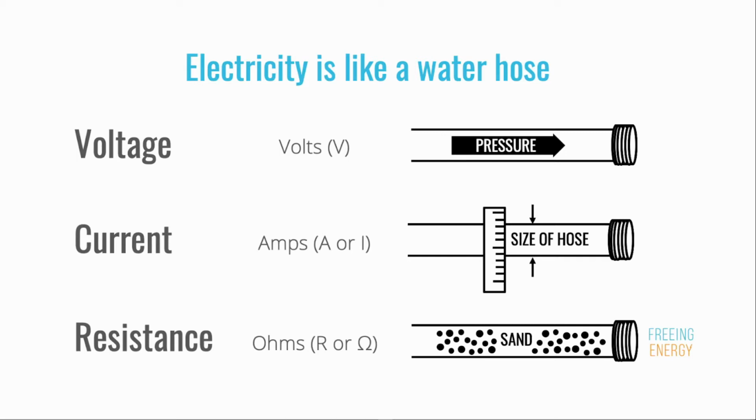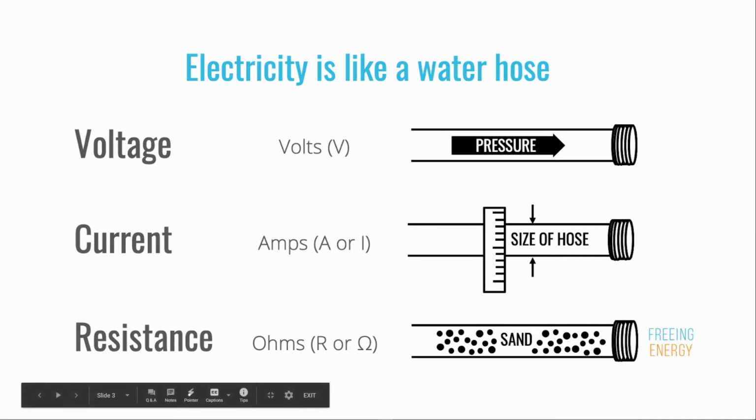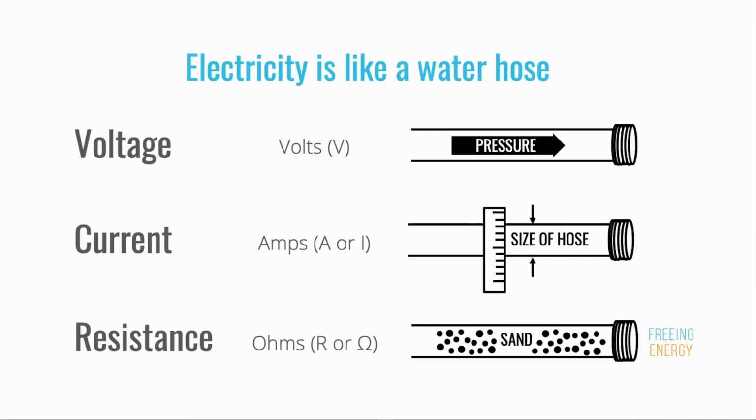As you can imagine, having a lot of pressure, voltage, and big pipes, current, you have a lot of water going through at once. Or in the case of circuits, a lot of electricity. Resistance is like having sand in the water. Having more stuff blocking how much water you can pass through means that there's less water going through at the same time. The same applies to electricity. If you have more resistance, that means less current, and in the end, less electricity going through.